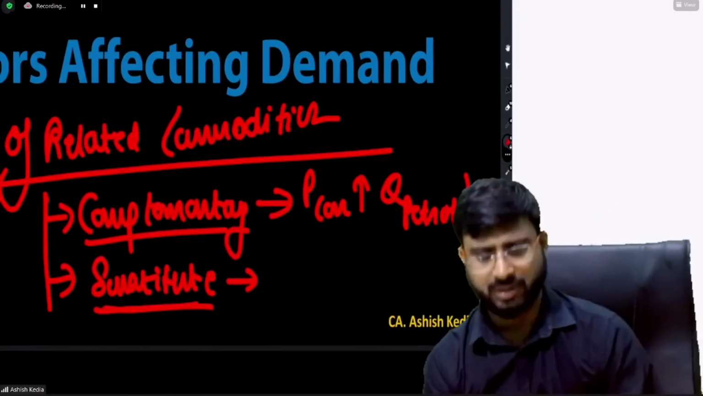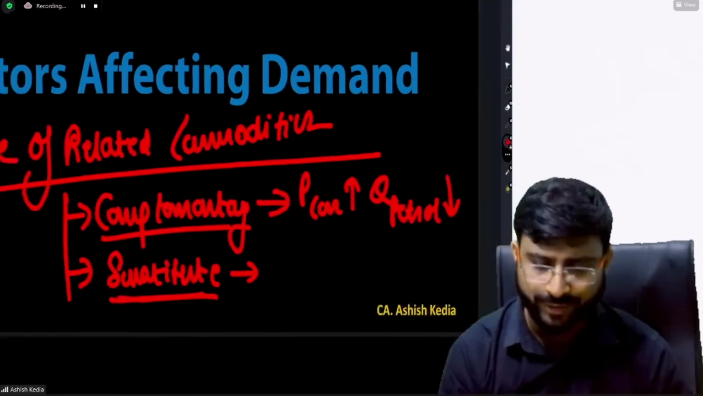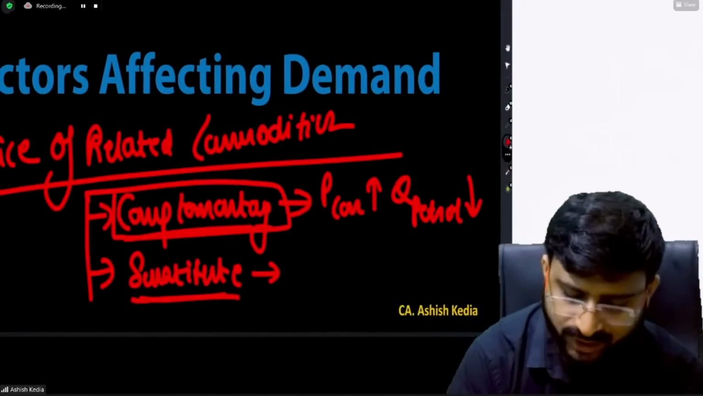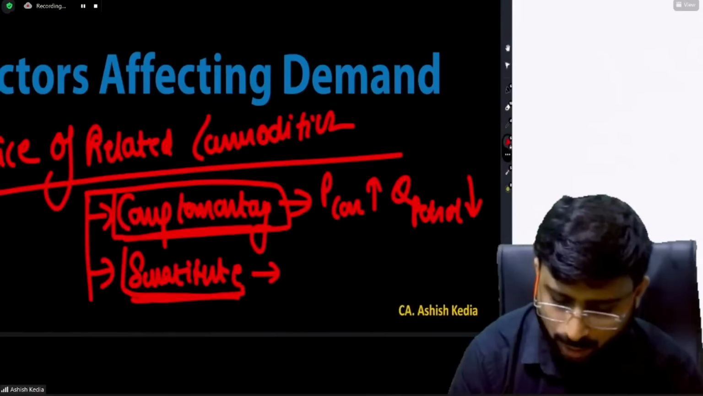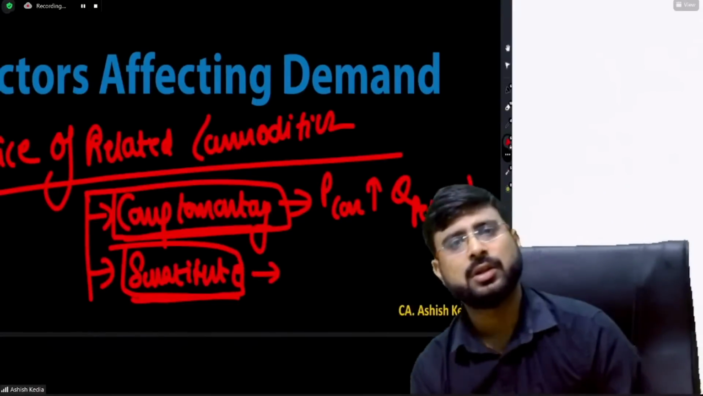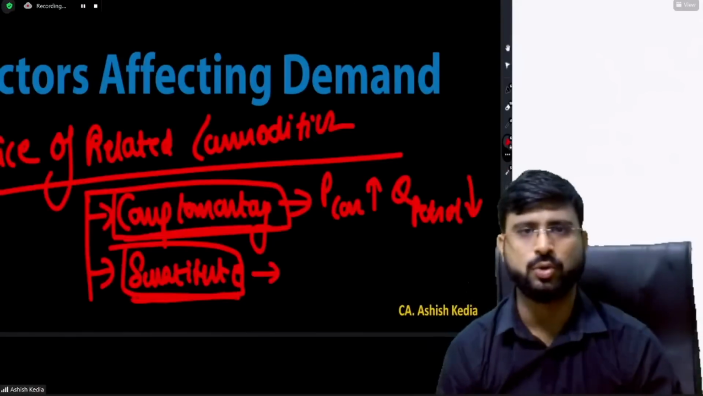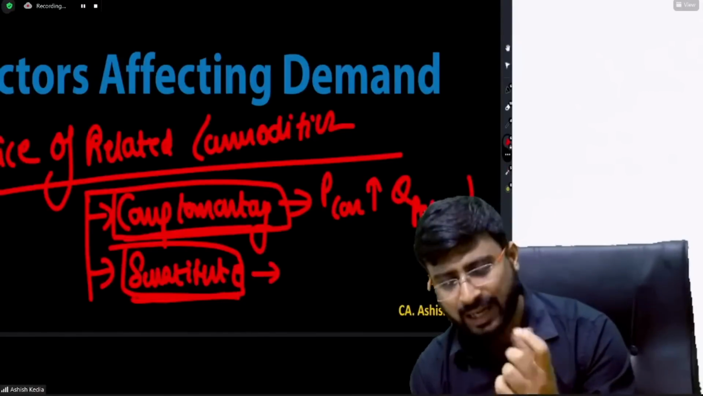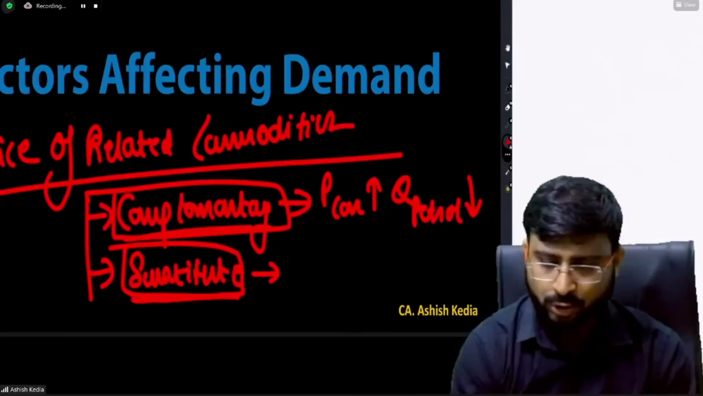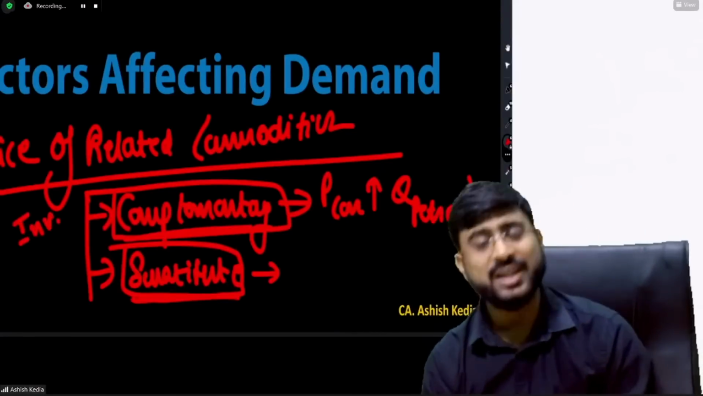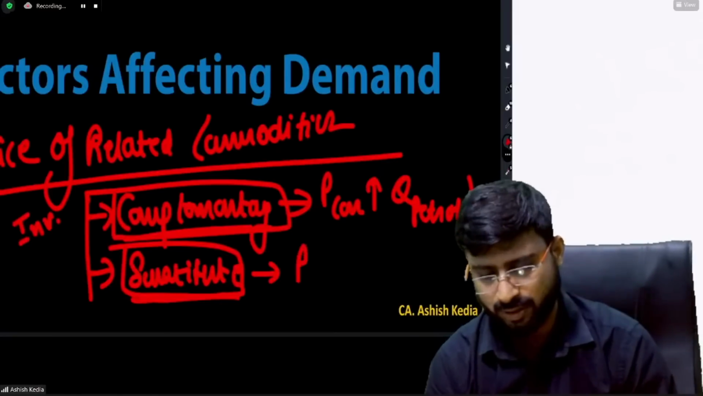Substitute goods. Now we talk about substitute goods. See, complementary goods we have understood. Now we talk about substitute goods. What are substitute goods, friends? As you all know, they are enemies of one another. So see, in complementary, you have already learned the inverse relationship.